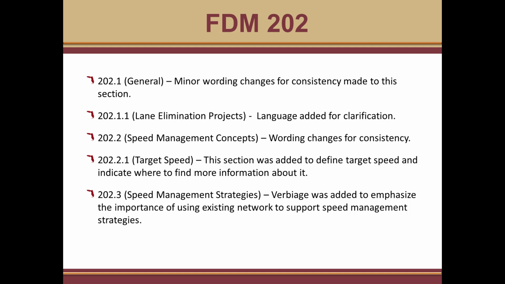One thing that was also changed was emphasizing the importance of using the existing network to support speed management strategies. We talk in this chapter about short block lengths and things like this, and we wanted to make sure that folks had that in their mind as they're looking, say, at a project in an existing urban condition where you have an existing street network, particularly one of small blocks, that we didn't inadvertently cut off a lot of those small blocks in the name of access management or something else, and then create a speeding problem maybe that we didn't have before.